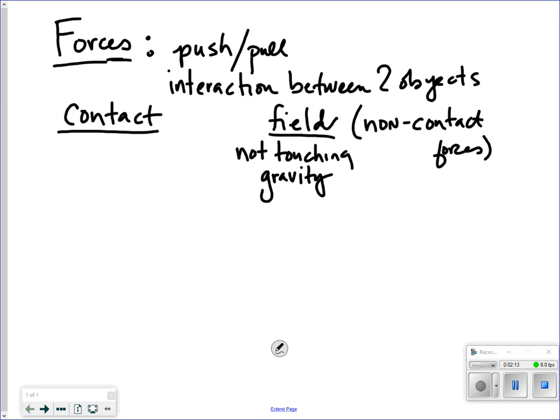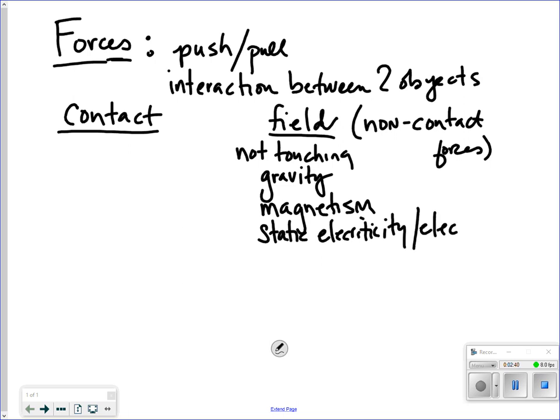So gravity. Magnetism. I don't know about you, but when I was a kid, this was one of my favorite toys. Getting a couple magnets, or a refrigerator magnet, and seeing how close I can get the magnet to the fridge before it starts tugging on it, but I'm obviously not touching there. Then we've got static electricity, or electric force, I should say. Also a fun one. And stronger.